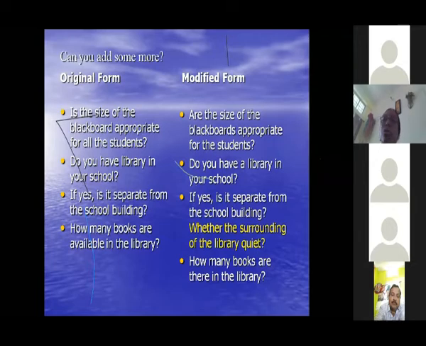Similarly, here also you can add some other questions to make your study in-depth. For example, it is not enough to just ask how many books are available in the library. In place of that, what are the types of books available, whether reference books are available in the library or not, or what are the other types of books available. You can add these to the questionnaire to make your study in-depth.